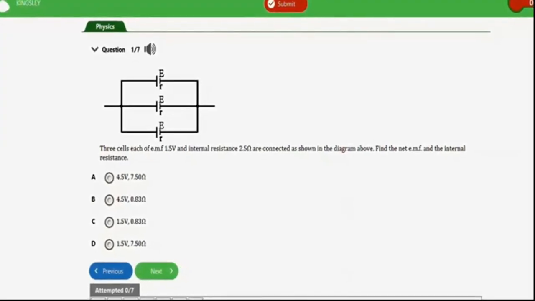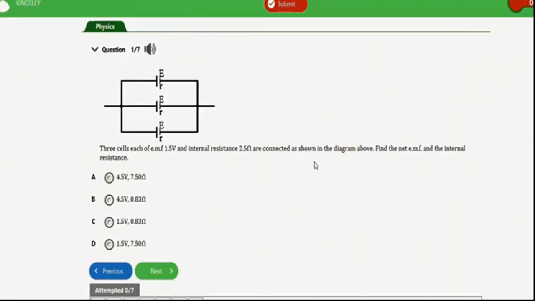In this video, we're going to learn how to solve these physics repeated questions under arrangement of cells and electric field. So we have 7 repeated questions to practice with in this video. Let's get started.